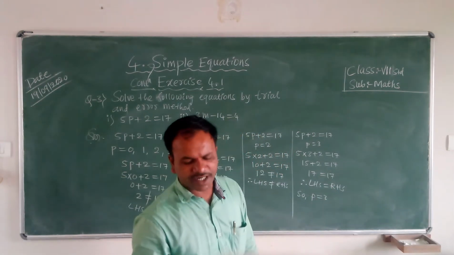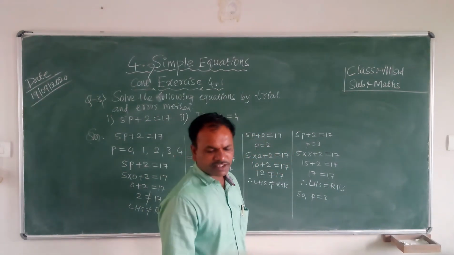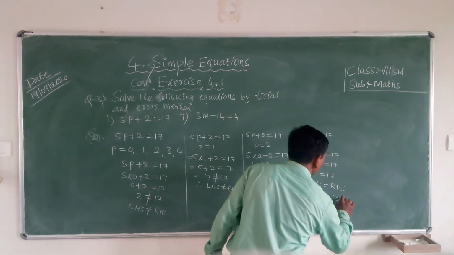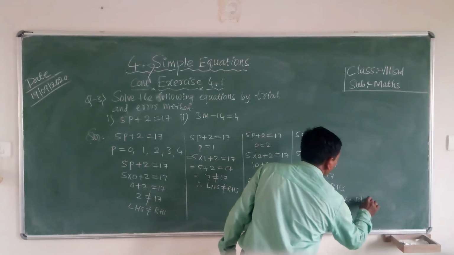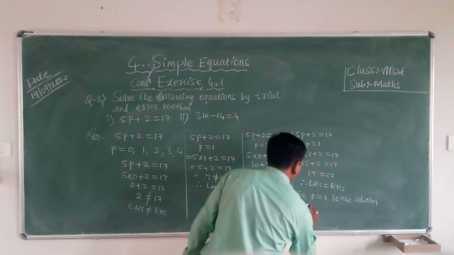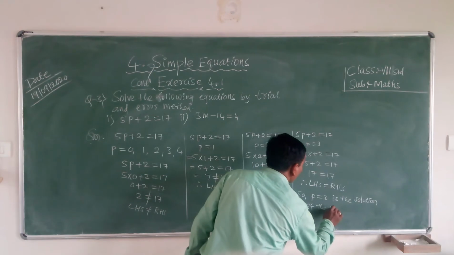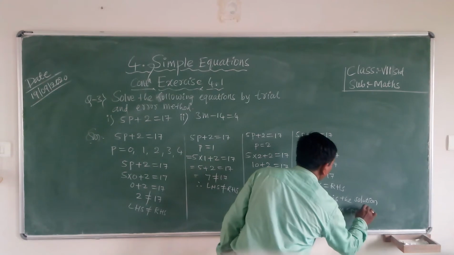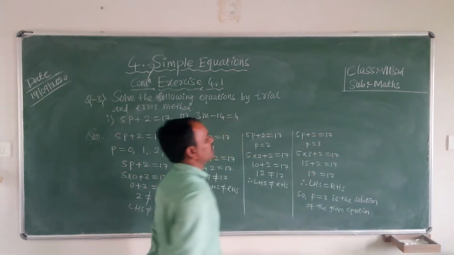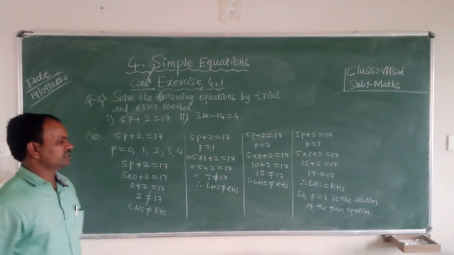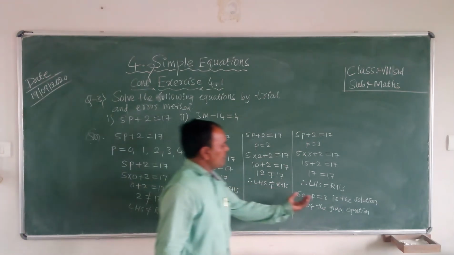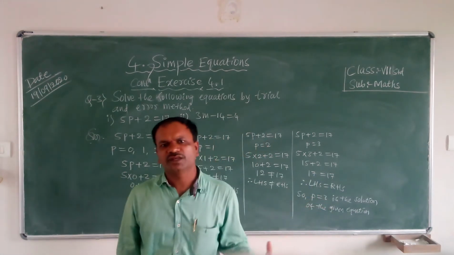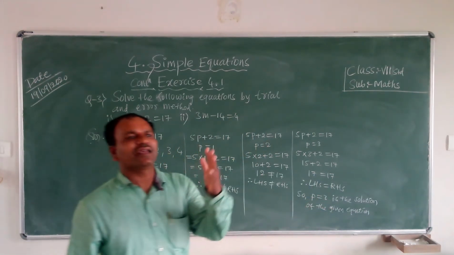What is the dialogue? You have to write the dialogue: p is equal to 3 is the solution of the given equation. What is the given equation? 5p plus 2 is equal to 17. So when the p value is put in the given equation, then LHS and RHS become equal. That is trial and error.